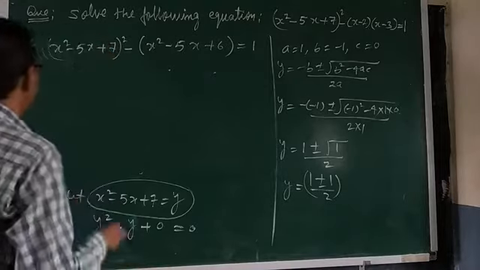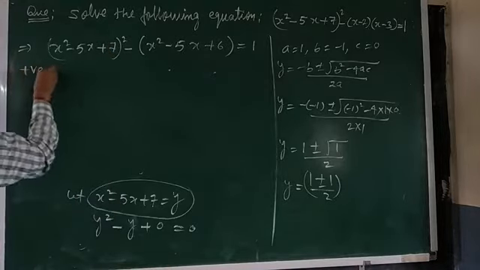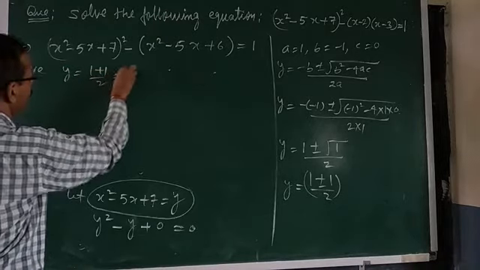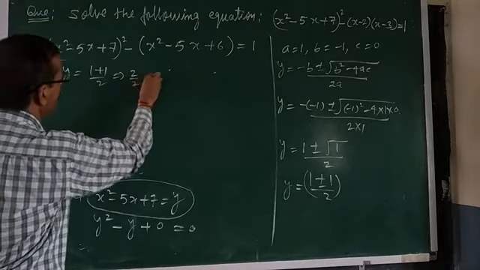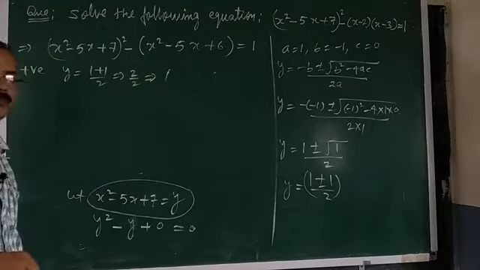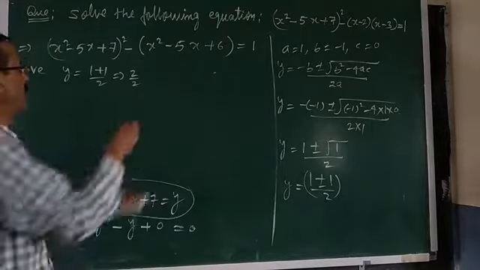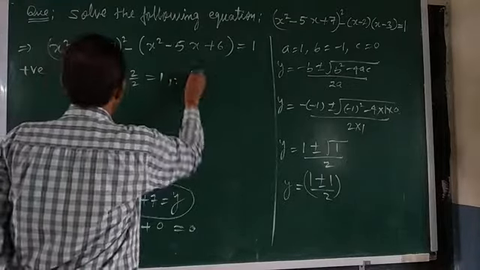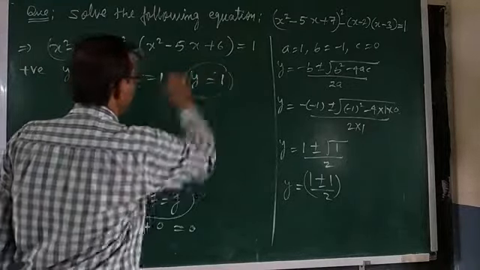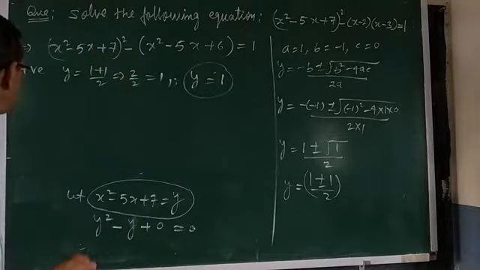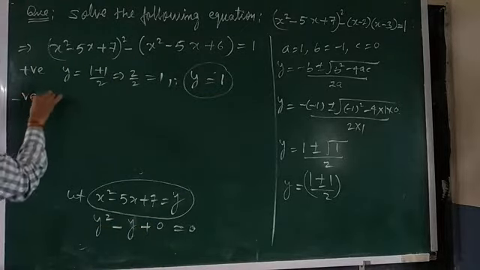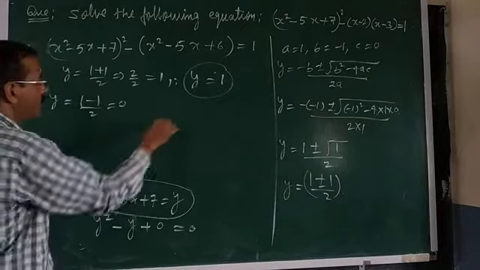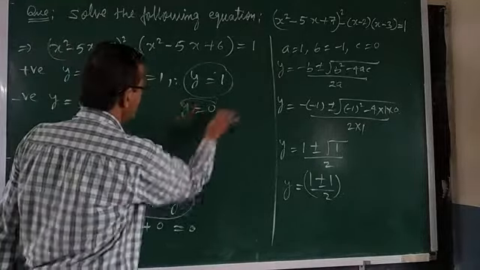So if positive is taken, y is equal to 1 plus 1 upon 2, that is 2 upon 2, that is equal to 1. It means y is equal to 1 first, if taking the positive. If taking the negative, y is equal to 1 minus 1 upon 2, that is equal to 0. So the second case is y is equal to 0.